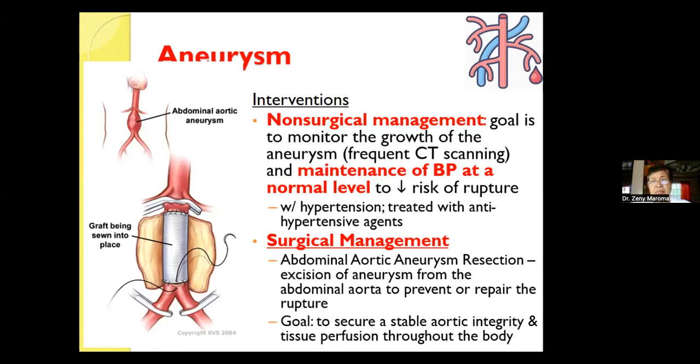Kasi once na mag-rupture, puputok, hypovolemic shock. Nasaan ang dugo? Nasa abdominal cavity. So the patient will have severe bleeding, peritonitis, sepsis, at hypovolemic shock. Okay?